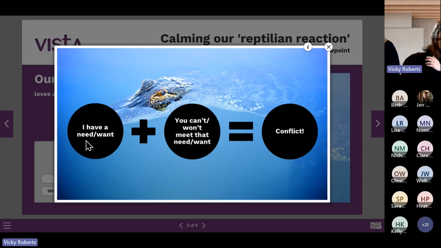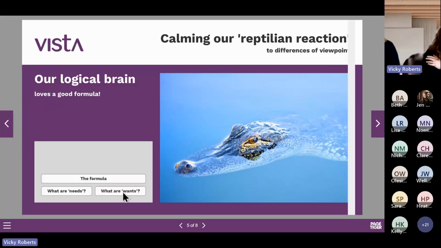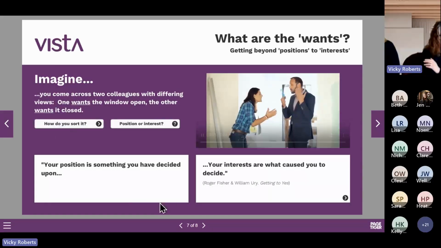So I need an acknowledgement that my report that I've requested is important to you as well as it is to me. We've achieved that by yes, but so-ing your inflexible type reaction. Now we get to actually what it is that you really need, Vicky, is the key thing here. So let's go on and have a look at what these wants are.